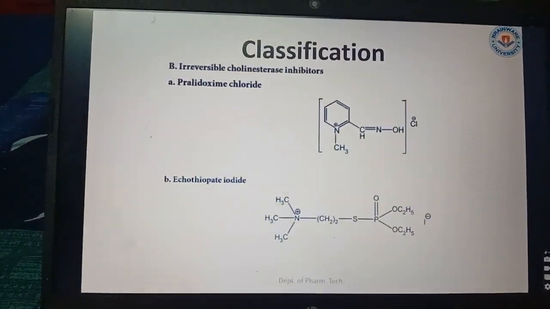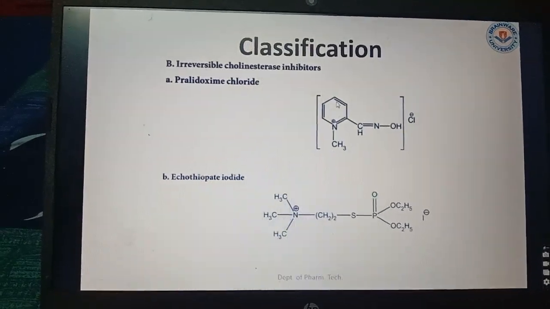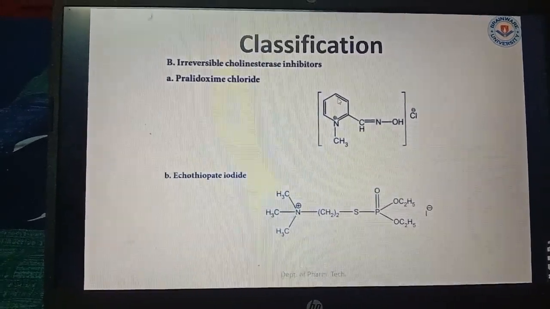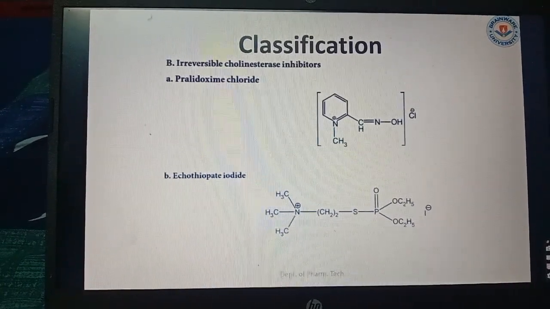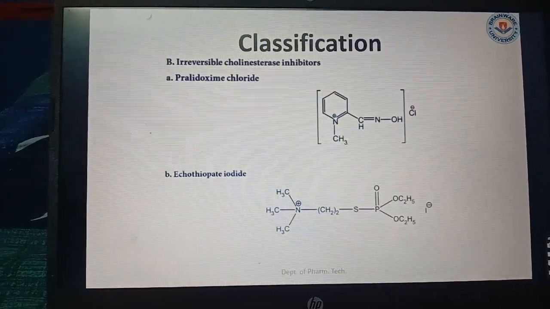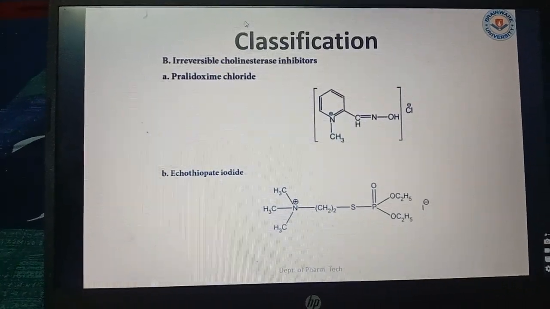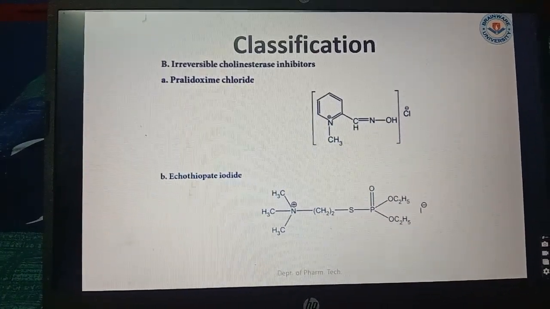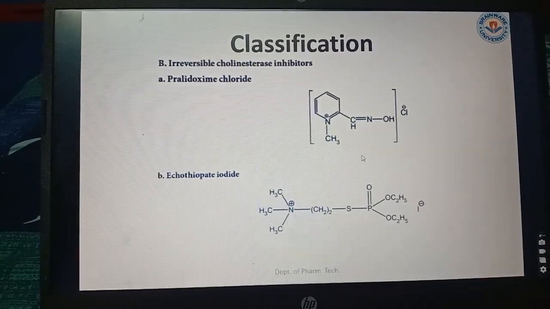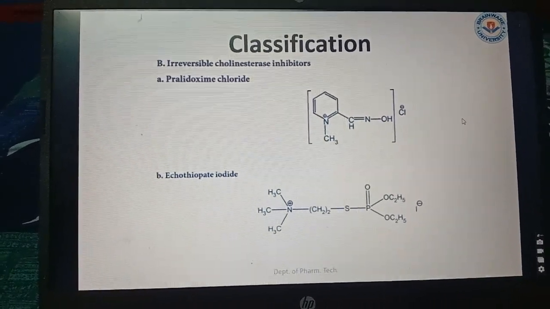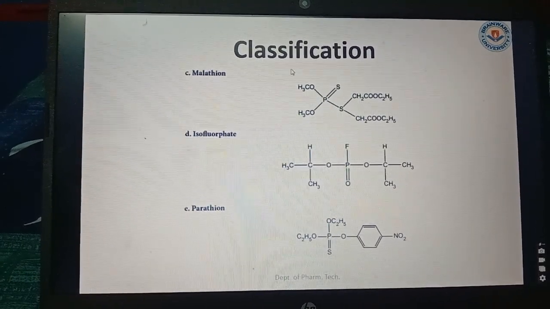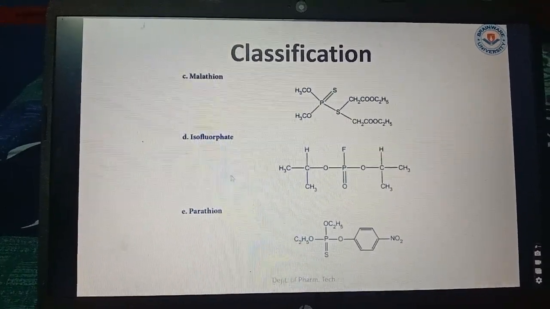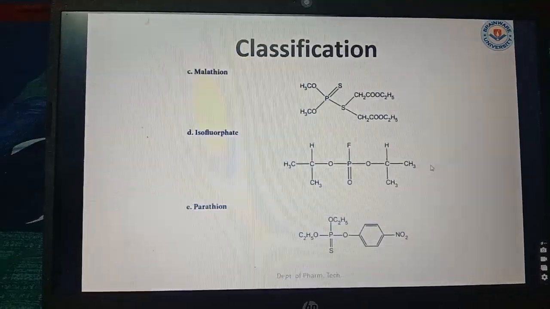Now coming to the irreversible cholinesterase inhibitors, that means if these drugs are applied, the cholinesterase enzyme is completely inhibited and it is irreversible. That means though the drug is removed, the action is not reversed. So pralidoxime chloride and ecothiopate iodide, whereas pralidoxime is an important category. Classification. Then another category, malathion, isoflurophate, parathion. These are another category of the drug.